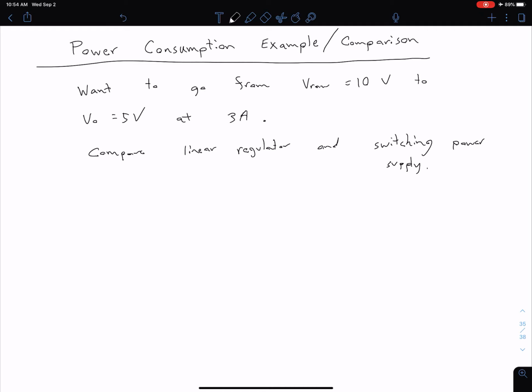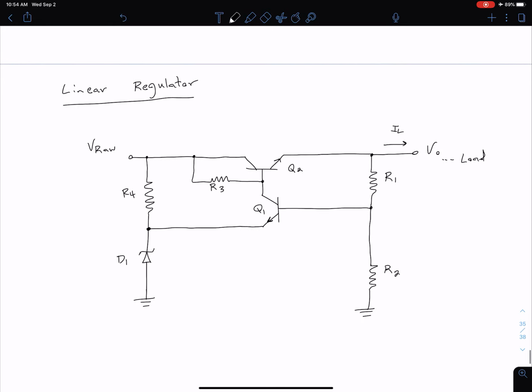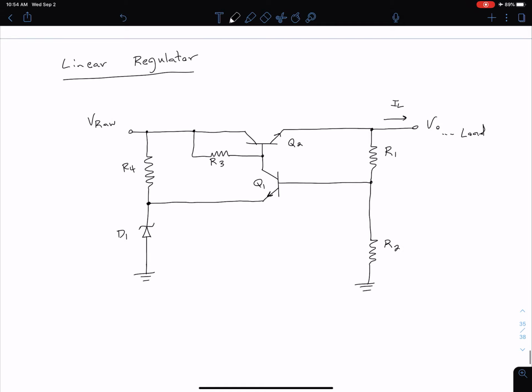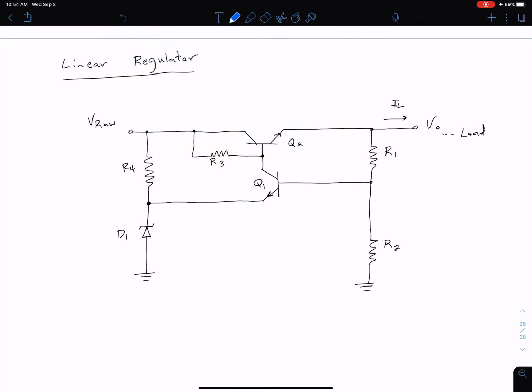Okay, so first let's take a look at our linear voltage regulator. I've copied here a circuit that we've looked at previously, our discrete circuit. Of course, we have 10 volts for our V raw on the left. Our V out, we want to be 5 volts, and when it has 5 volts, it's pulling 3 amps of current.